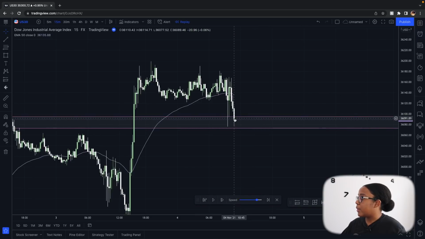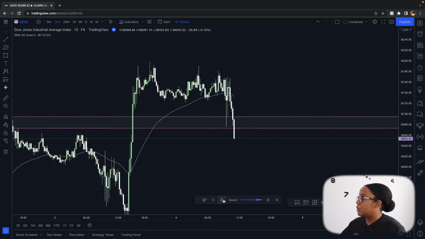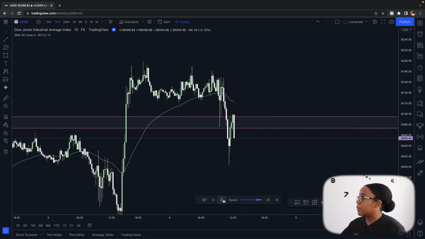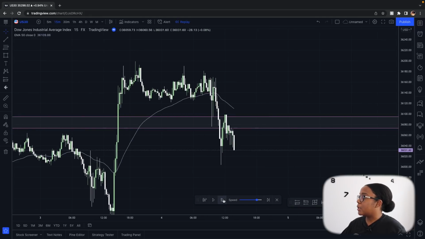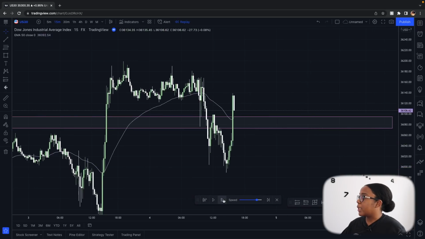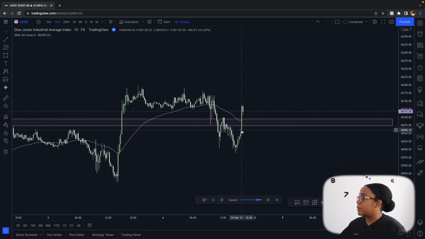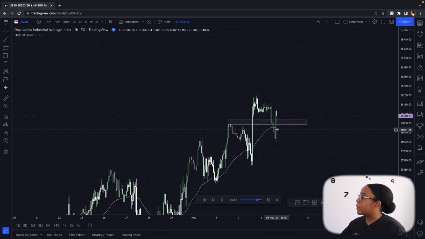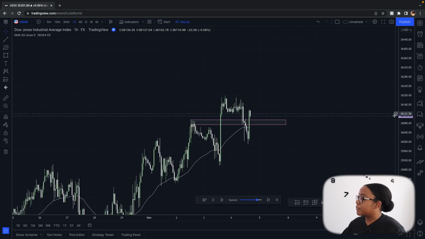So let's do M15. Ooh, I need a bullish candle. I need a better bullish candle than that. Are we not going up? Oh my God. Okay. So we're back above this area. It's 4 p.m. though. I can't take a trade at 4 p.m. on the Dow. Never mind. We're gonna wait for another day, y'all.